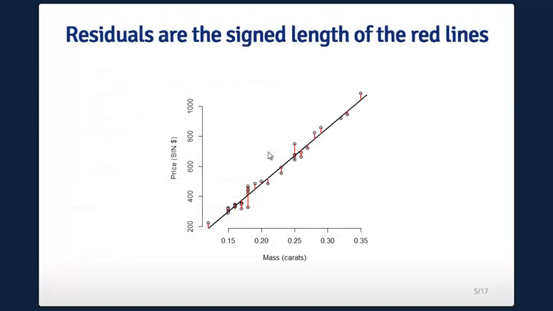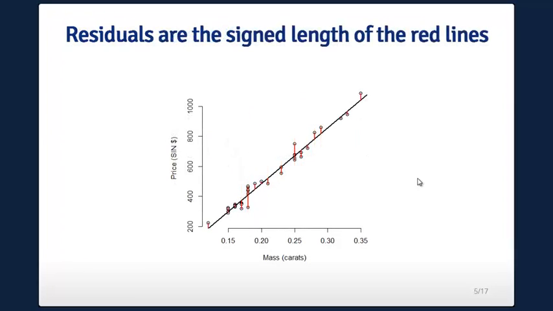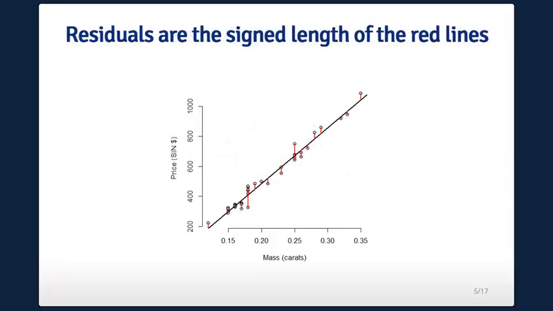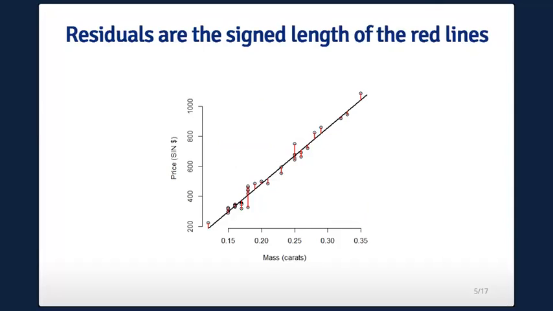So here are the residuals. The residuals are the signed length of the red lines in this plot. It's sort of rotating the plot in a way that the vertical distances are preserved, and we could plot the residuals versus x. And that's actually a very good thing to do. Here's the plot, mass in carats versus the residuals. And that's a good thing to do because, especially when there's a good fit, there's all this kind of blank space right there and right there to hide things.